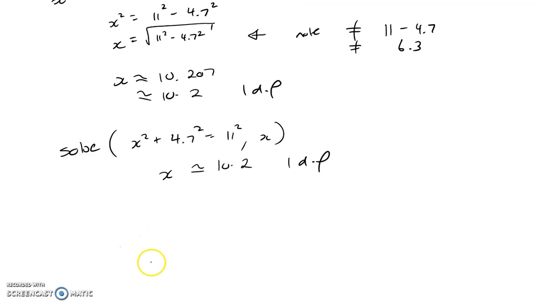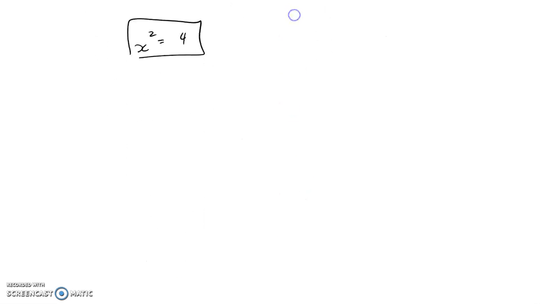Now the reason you get a plus and minus is because if you think about the following: this says, what number multiplied by itself gives me positive 4? Well, the answer is 2 or minus 2, because 2 times 2 is 4, and minus 2 times minus 2 is also 4. So that's it.